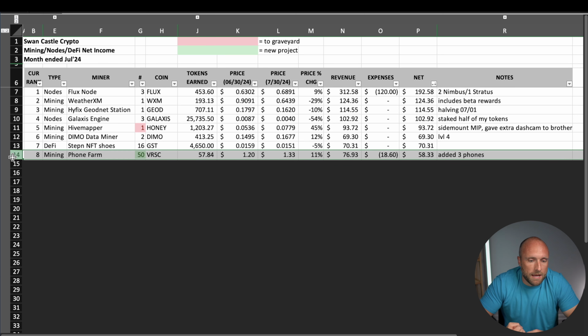I took advantage of the Amazon Prime Day deals and ended up picking up three additional phones, I think for $30, maybe $40 each. So we're back to 50 phones on my phone farm, netting $58 for the month.